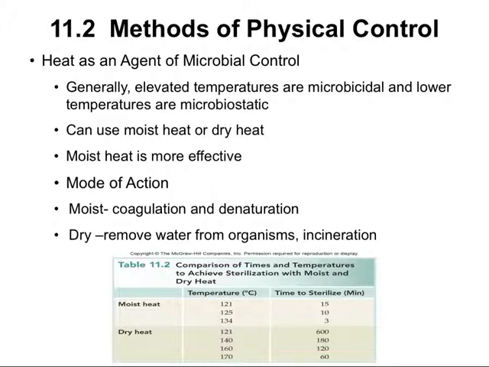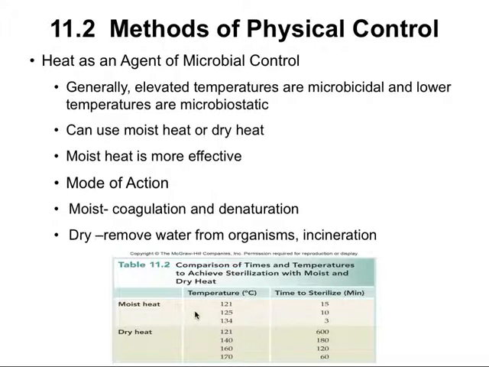Dry heat, on the other hand, has really low moisture content. It involves an open flame or an electric or infrared heating coil. They range from 160 degrees C to thousands of degrees C. The mechanism of action for dry heat is dehydration, denaturation, as well as incineration, literally burning things to ashes in very high heat.